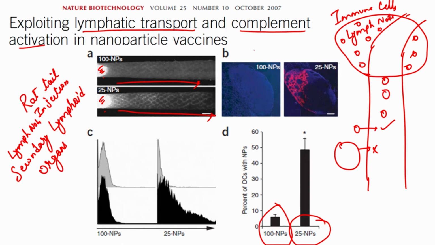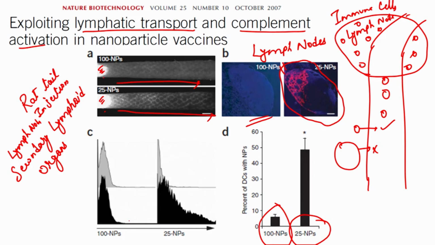So they have imaged the lymph nodes, and you can see how they do not see any 100 nanometer particles in the lymph node which is closest to this tail vein. But what they see in the 25 nanometer case is a very nice flow of these particles into the lymph node through the lymphatics, and then whatever these particles are carrying can be released at the site and activate the immune response.